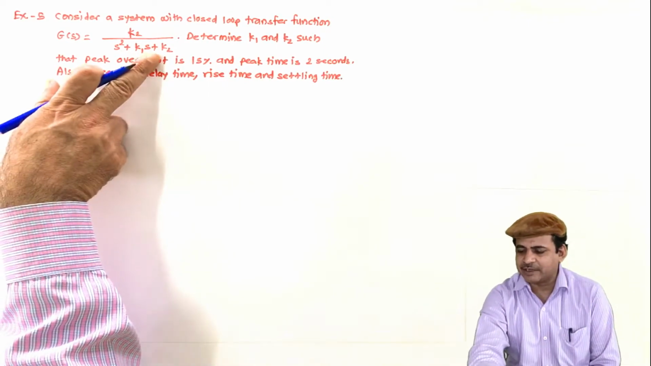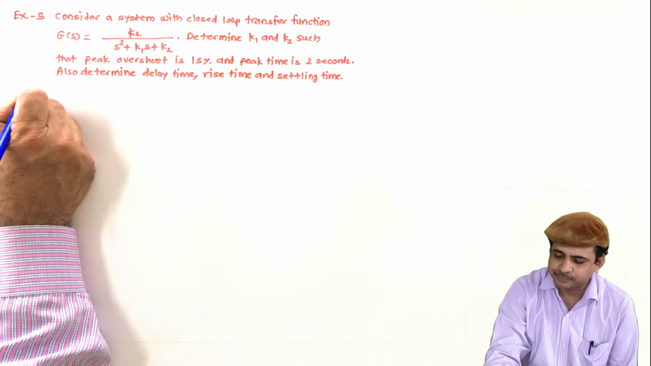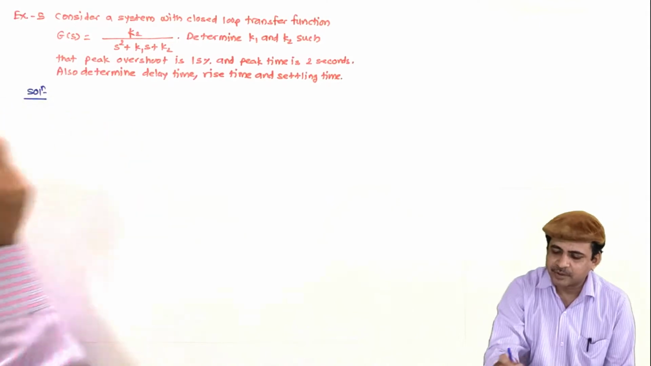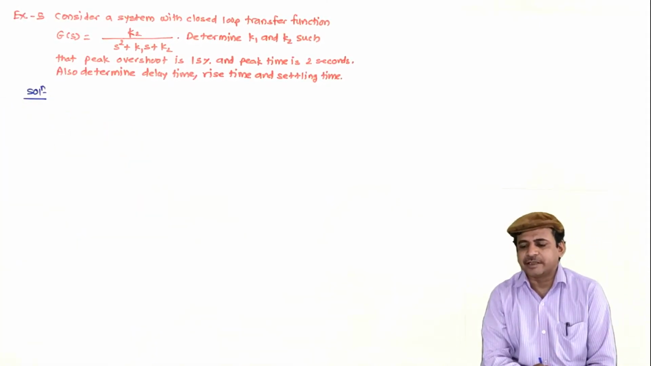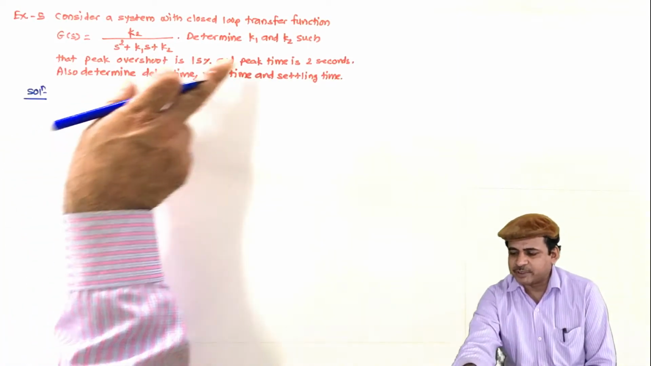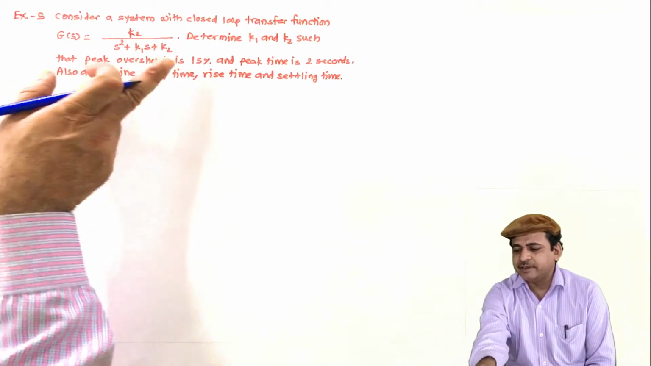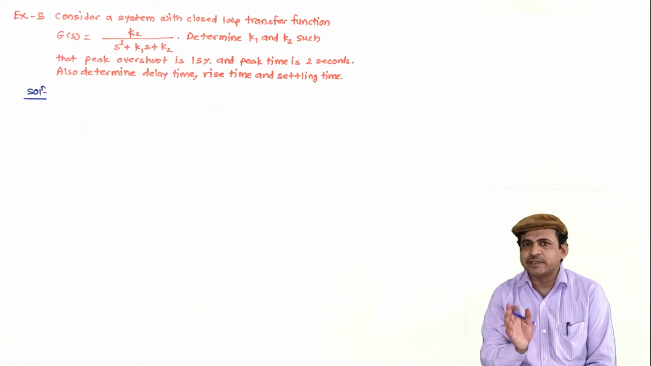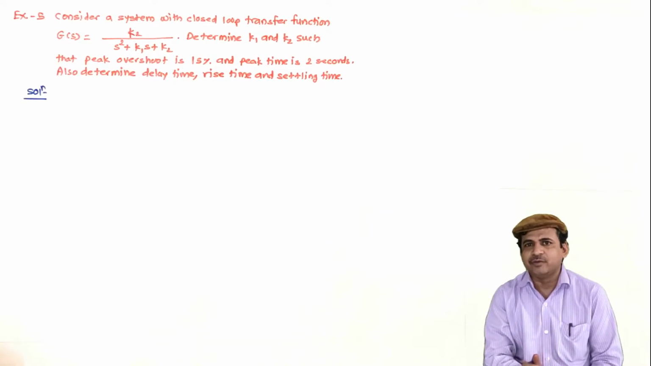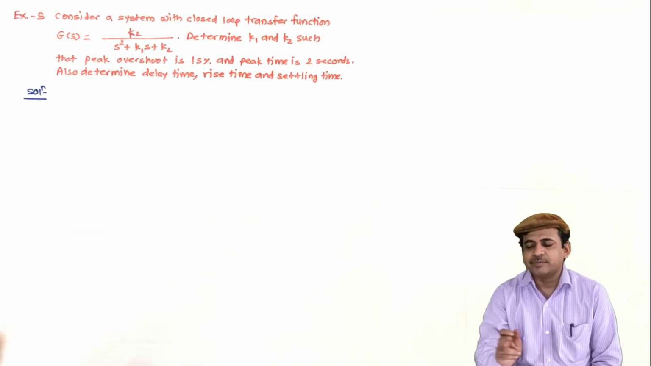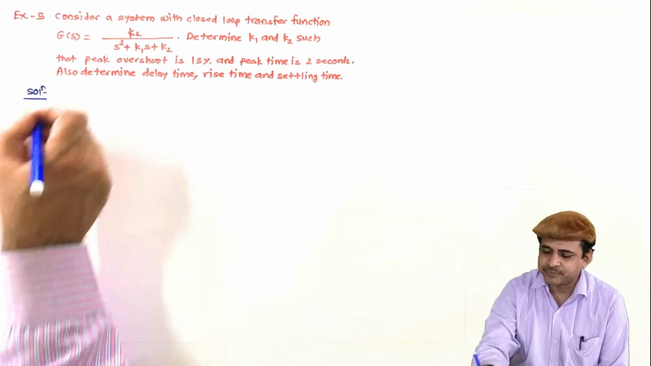So here k2 is equal to omega n square and k1 is equal to 2 zeta omega n. So we must calculate zeta and omega n. And how one can do it? So two specifications are given, we have to solve for zeta and omega n. Now MP is expressed only in terms of zeta. So from MP we can calculate zeta, and then using that zeta we can calculate omega n from the peak time. So let us do it.